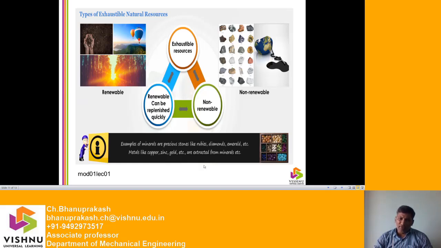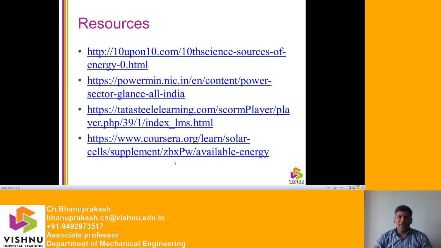Here I mentioned very clearly, examples of minerals are precious stones like rubies, diamonds, emerald, etc. Metals like copper, zinc, gold, etc. are extracted from the minerals. From these minerals, copper, zinc, gold are extracted. So these are some of the resources from where I collected this information.